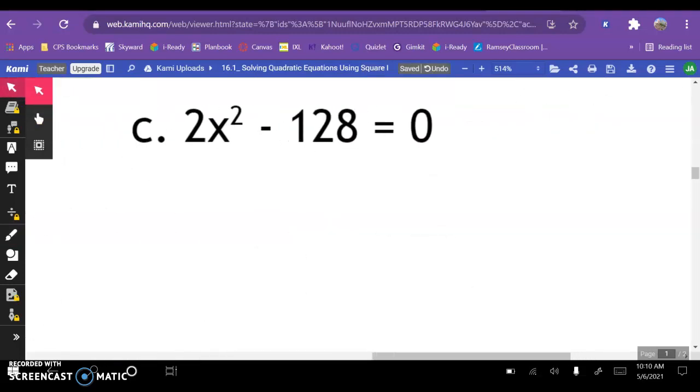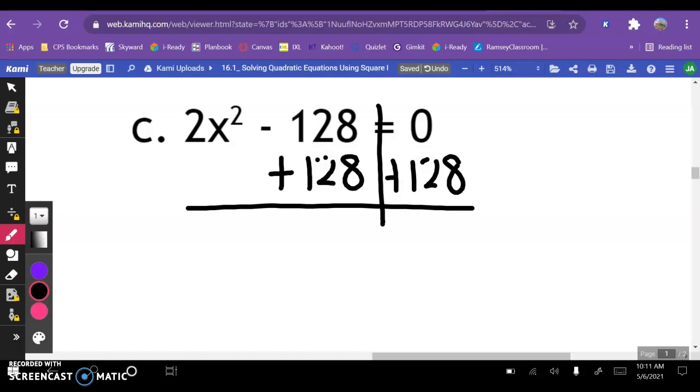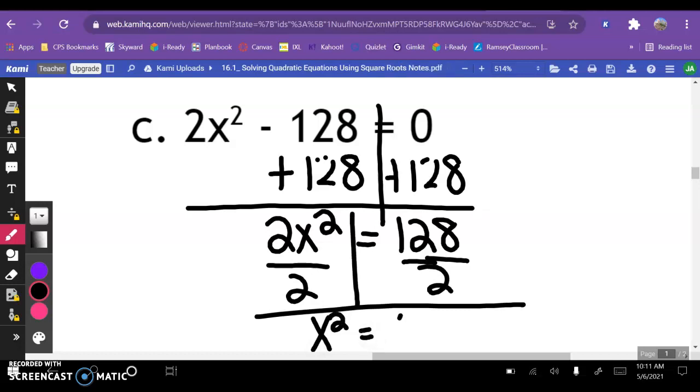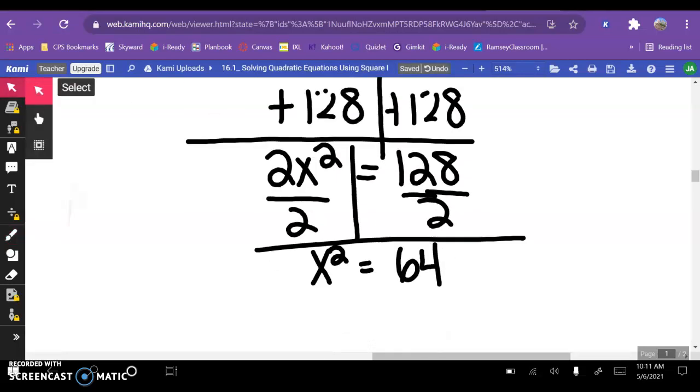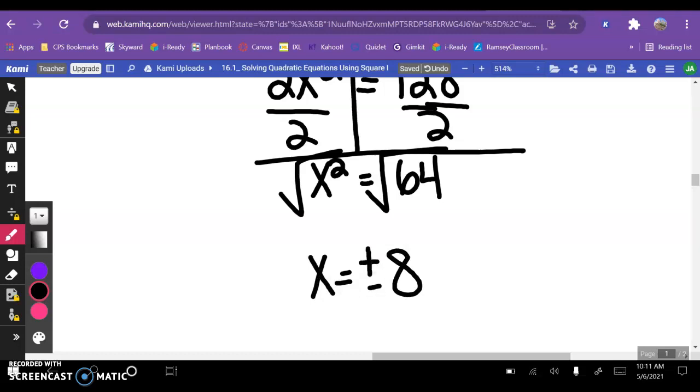And then C here, we are going to add 128 to both sides. So 2x squared equals 128. Then we're going to divide everything by 2. And x squared equals 64. And then to solve for x, we take the square root, so we want just an x, and the square root of 64 is 8. And there's always two answers, so positive and negative 8.